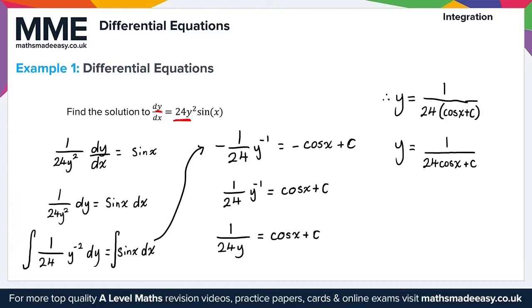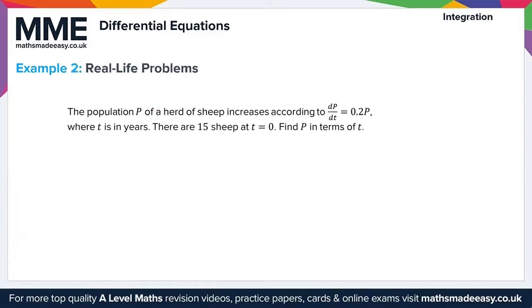Example 2 here on differential equations is taking a look at real life problems. So the population P of a herd of sheep increases according to this differential equation. T is measured in years and there's 15 sheep at T equals 0. So simply all we want to do here is find P in terms of T. So let's just denote this differential equation here. So dP by dt is equal to 0.2p.